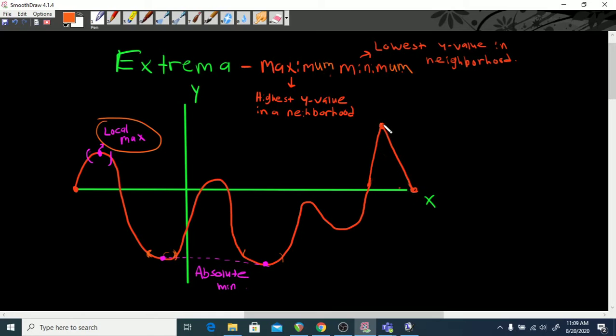Now let's look here. This is also a local max, because it has the largest y value in its neighborhood. But it's also an absolute max. Okay? This is an absolute maximum.